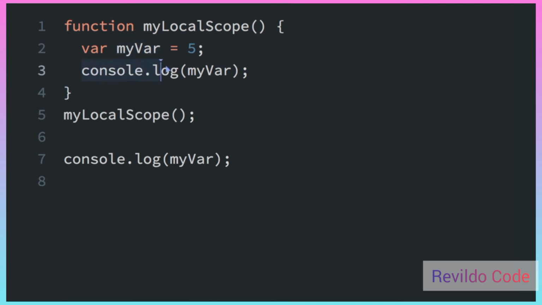So it says console.log myVar. It should console.log the 5. So we're going to call the function here, and it's going to console.log myVar, but then the program is going to run this console.log that's outside of the function. It's still going to try to access myVar. And so let's see what happens.